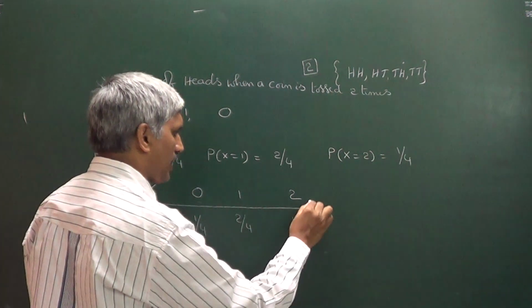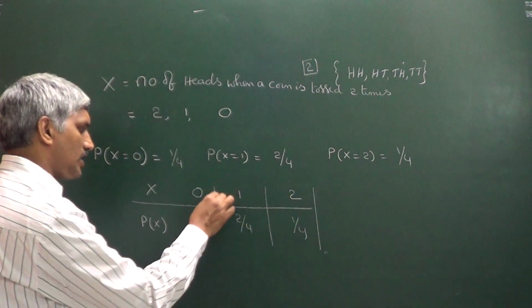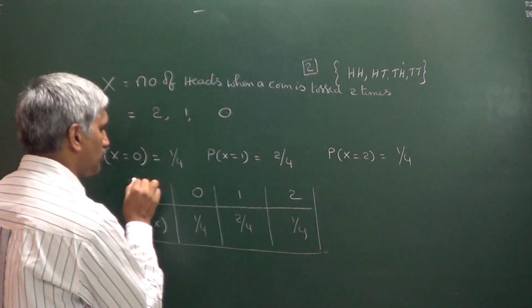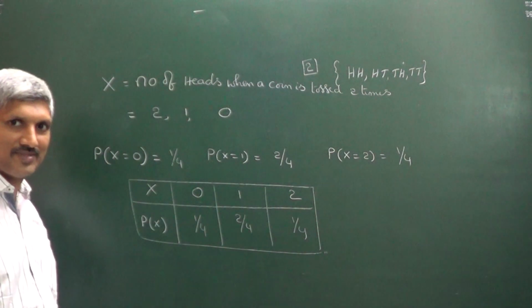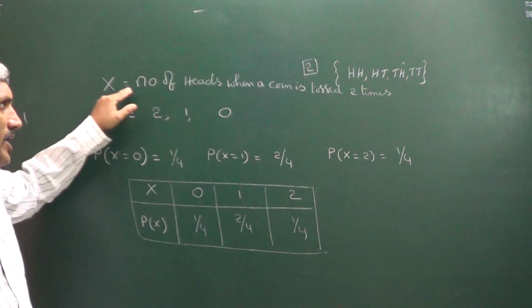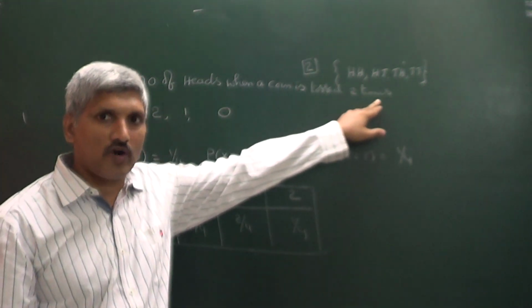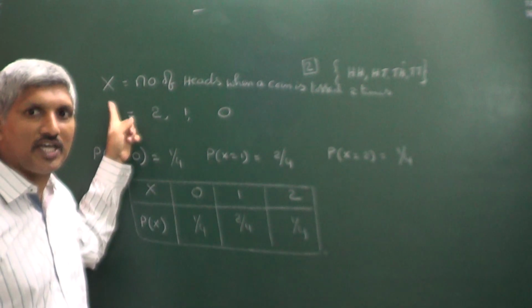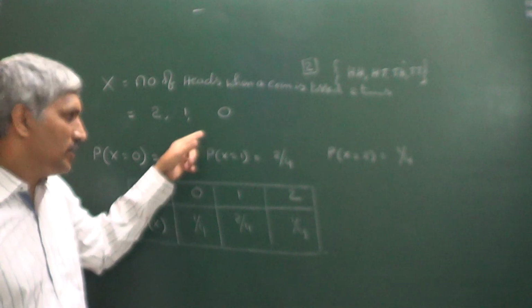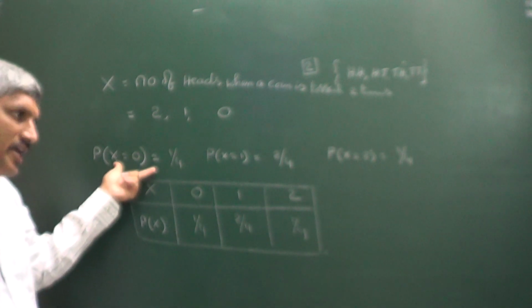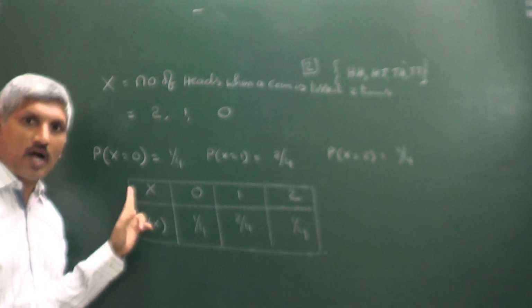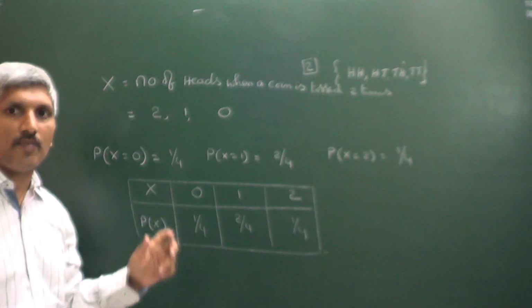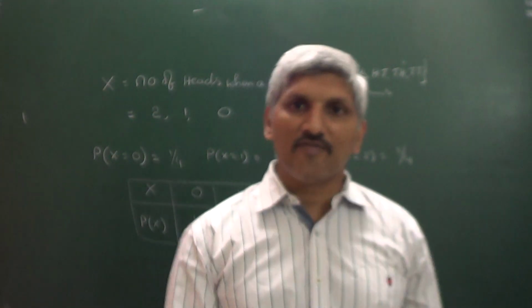The random variable X and their respective probabilities are represented in a tabular form. This is called the probability distribution of a random variable X. X denotes the number of heads when a coin is tossed twice, so X takes the values 2, 1, 0, and in each case we find the probability.